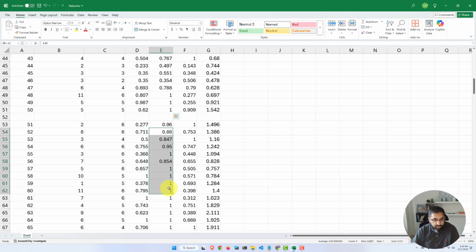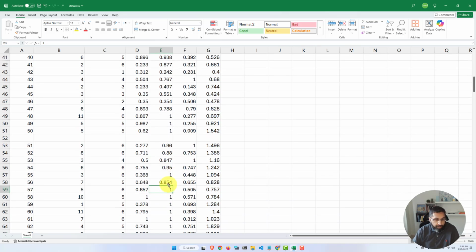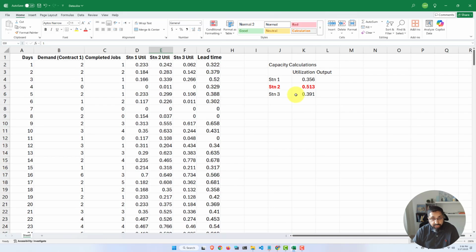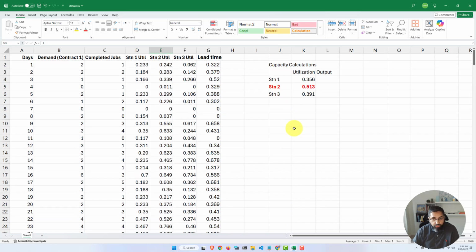If you go on, see, it hits 1. Day 57 is 1, then it just doesn't come back. So your capacity constraint here, day 57, your capacity constraint. And you can see that that's about to happen, because even the last 3 days of your first 50 days, you're at 1. Okay? But clearly, based on this utilization calculation, the average utilization, station 2 is the bottleneck.